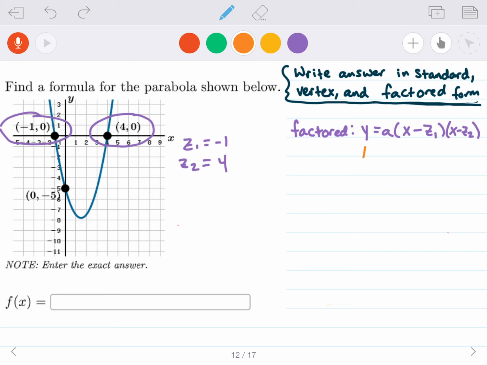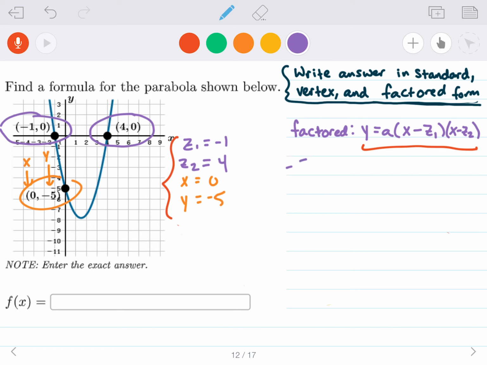Well, the most obvious point to use is this one because it's already labeled for us. I mean, there's an infinite number of points that you could use, but this one's labeled, so we might as well use it. Here, our x value is 0, and our y value is -5. So we have x equals 0 and y equals -5. Now let's go ahead and plug in all of these things into factored form to solve for a.